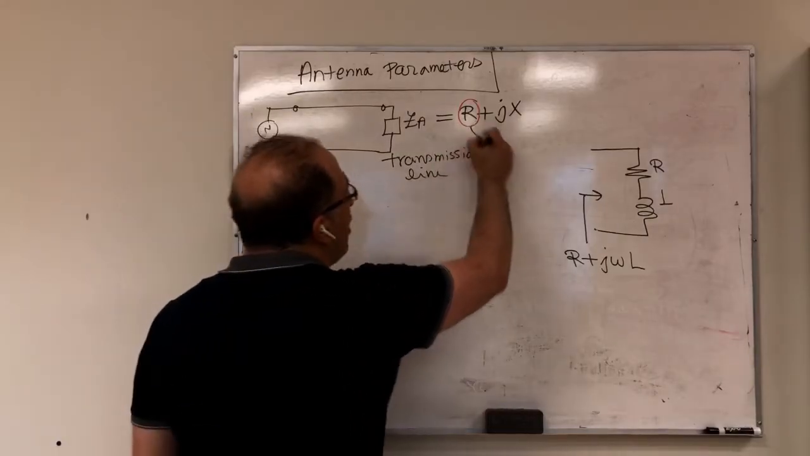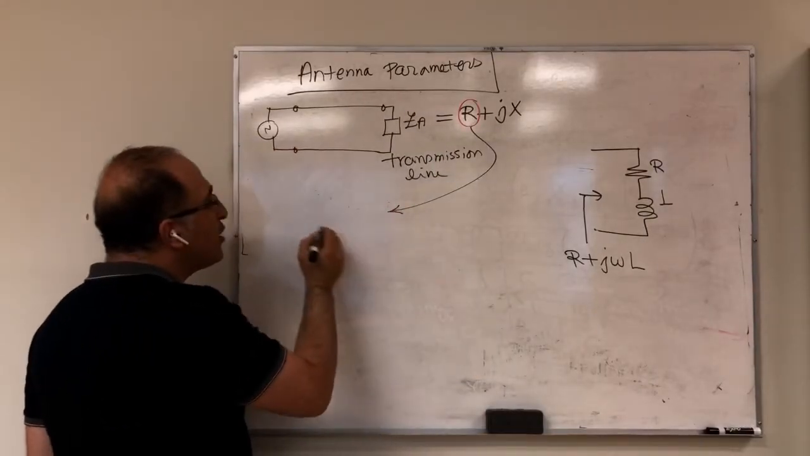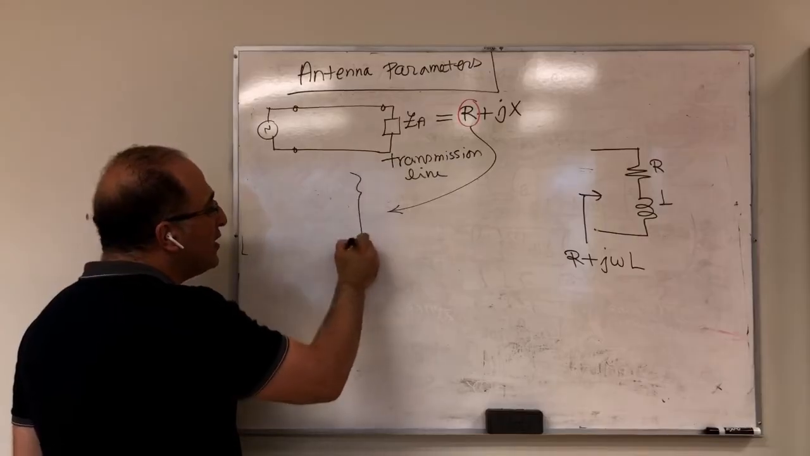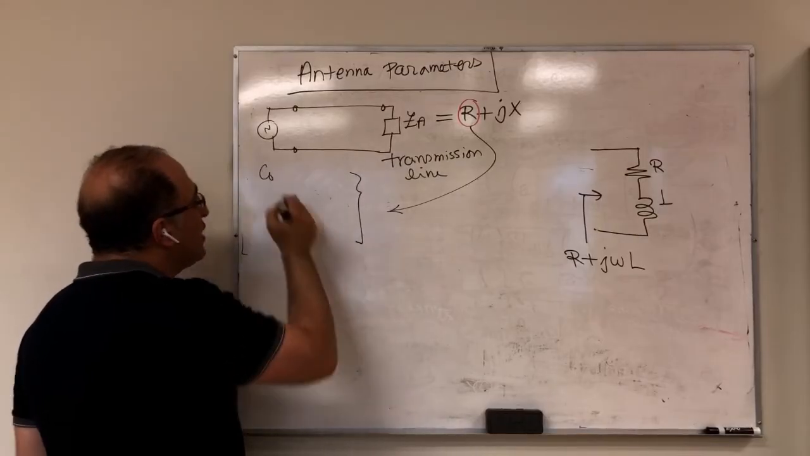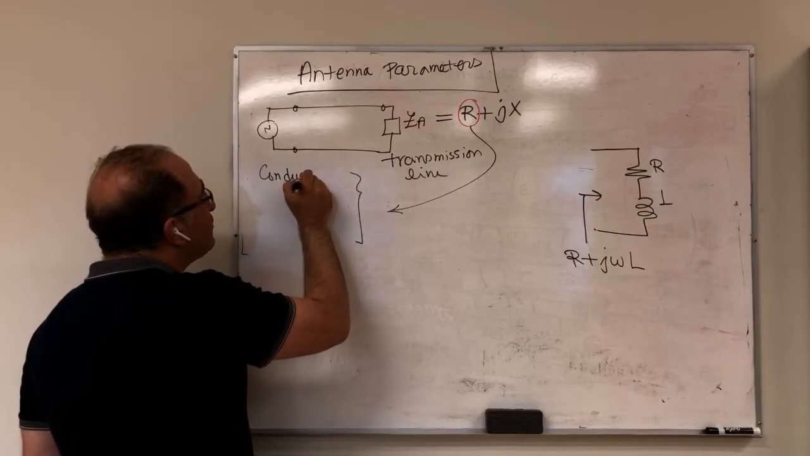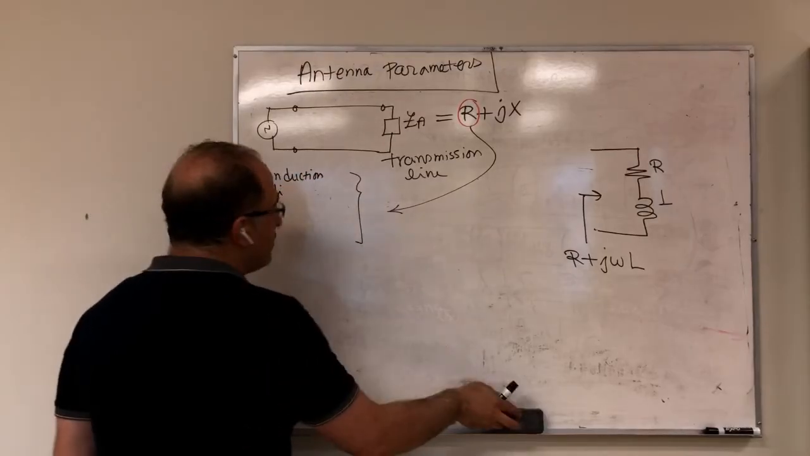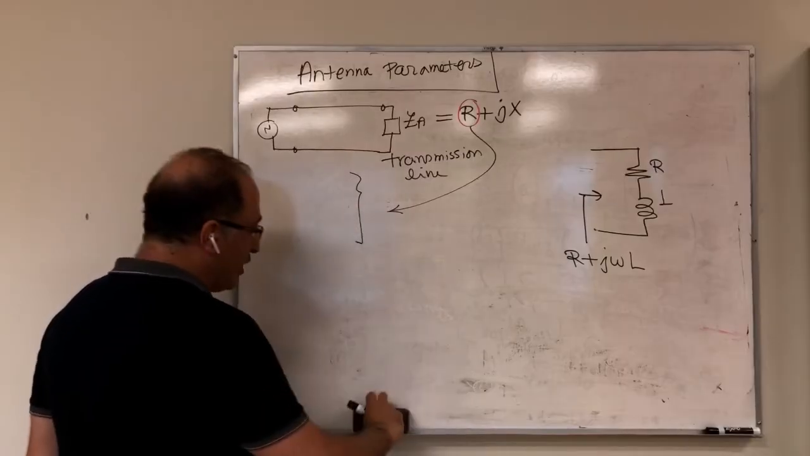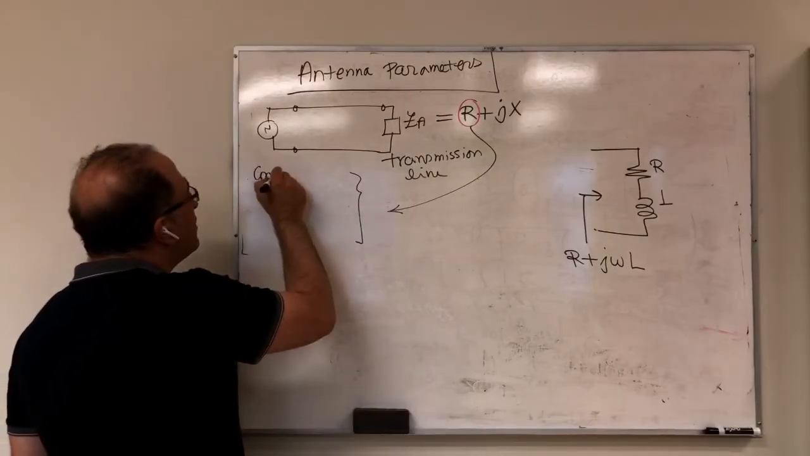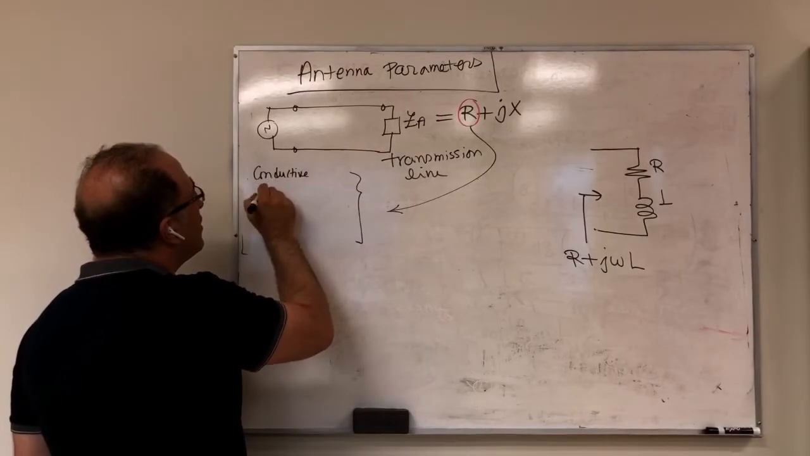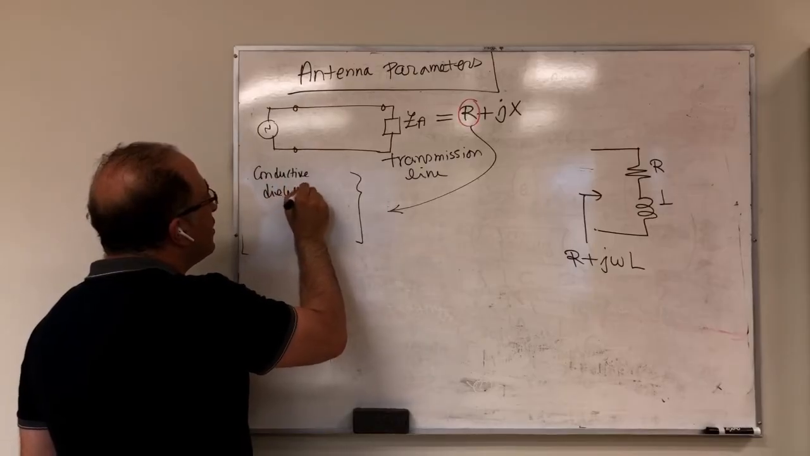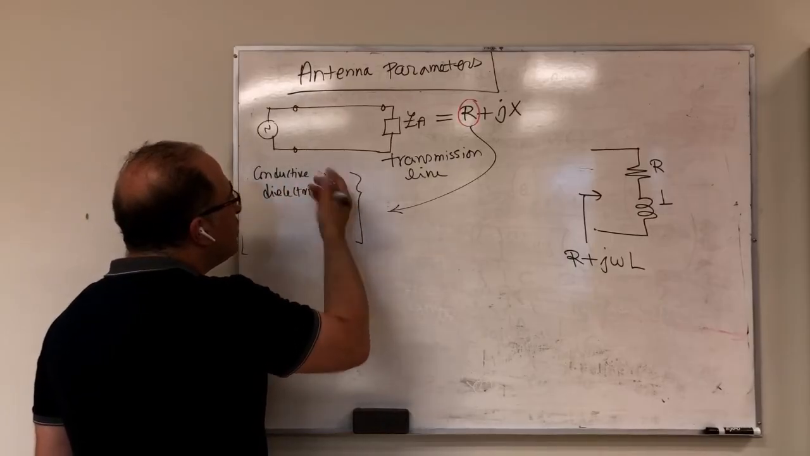So this R in an antenna consists of 2 parts. One of them is conductive or dielectric loss, which is a bad thing.